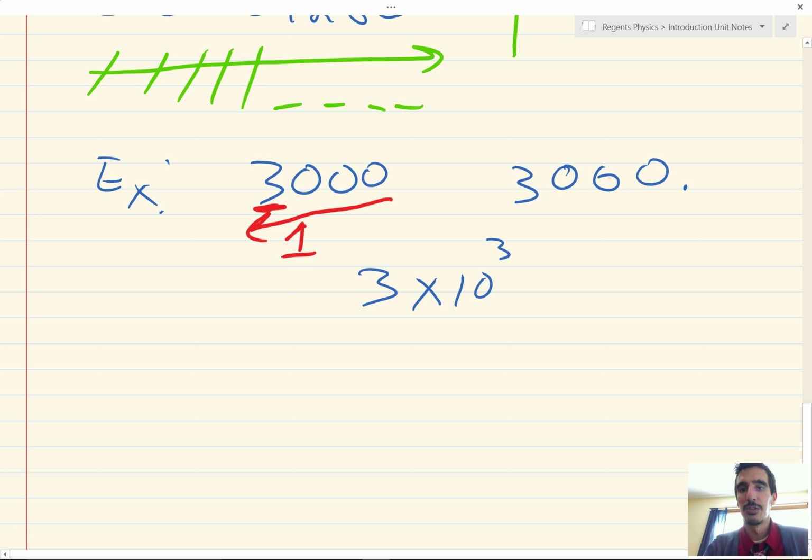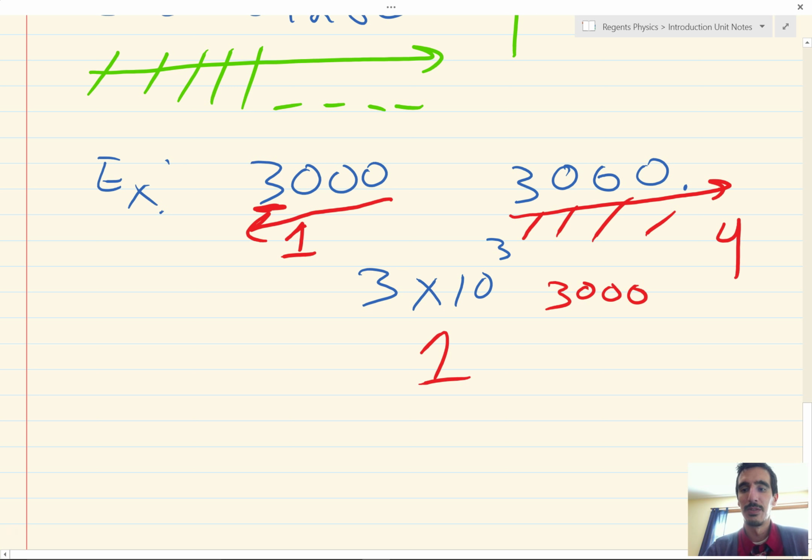Second one, we have a decimal, so we're counting left to right. Start with the first non-zero number, that's our 3. So 1, 2, 3, 4. 4 sig figs. The last one's a little bit tricky. Since there's no decimal, we're assuming that the answer is 3,000. So in this case, it has just 1 sig fig.